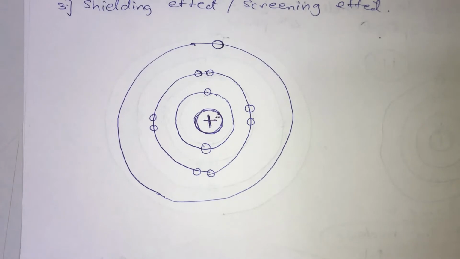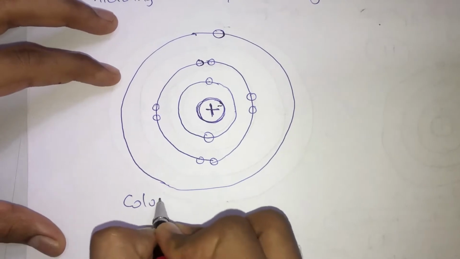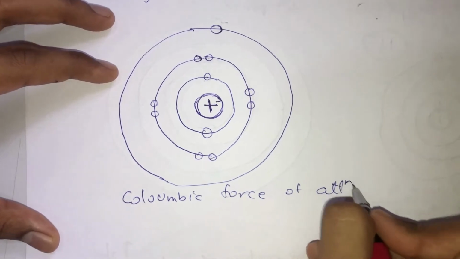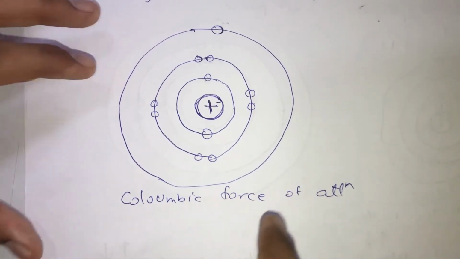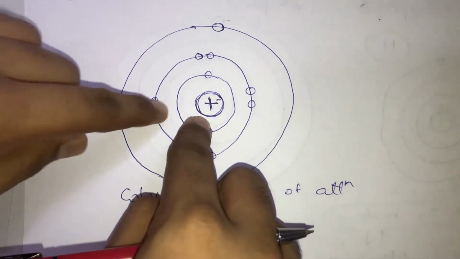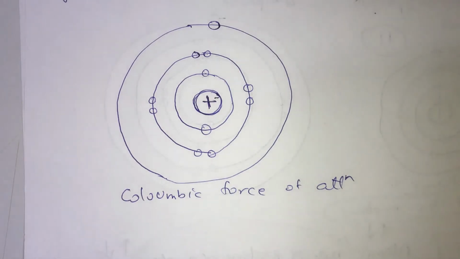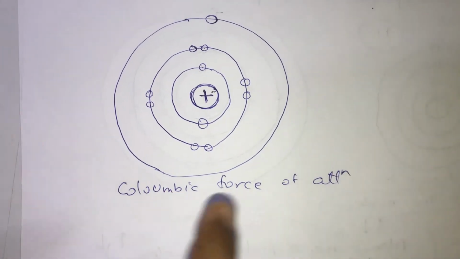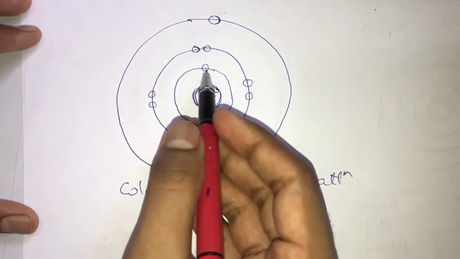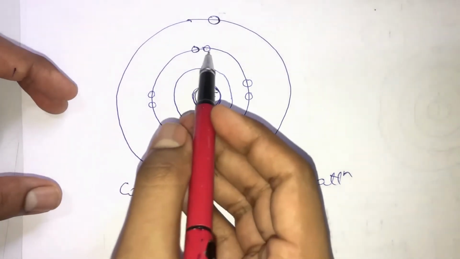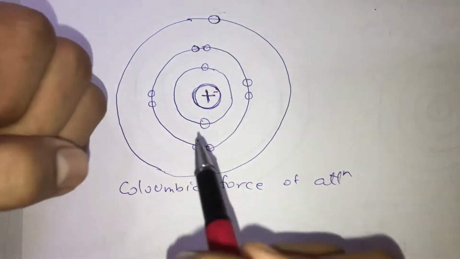Now since they attract each other, there is a Coulombic force of attraction present between them. So there is a Coulombic force of attraction present between a positively charged nucleus and the electrons which are around the nucleus. Because of this Coulombic force of attraction, these electrons are not allowed to move outside the atom, and the electrons remain bounded to the nucleus.